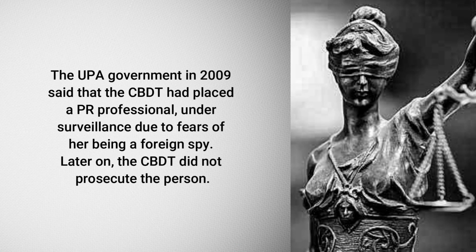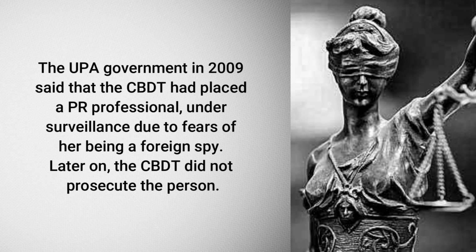And the third one was during the UPA government back in 2009, when the CBDT placed a private professional under surveillance due to fears of her being a foreign spy, and later on the CBDT did not prosecute the person. So basically all these cases we discussed were the ones which were partially recognized or registered here in India. I'm assuming that there might be lots of cases which went undetected or unregistered. And even with the Pegasus software, we don't even know who comes under the list. Yes, we have some prominent names on the list, but what about the others? And how far has the information been compromised?